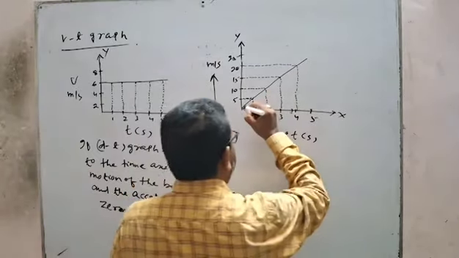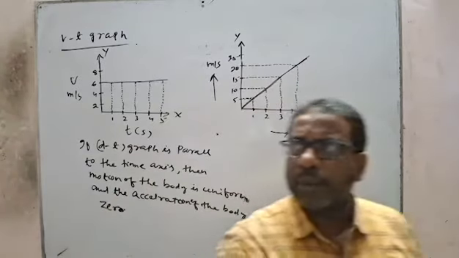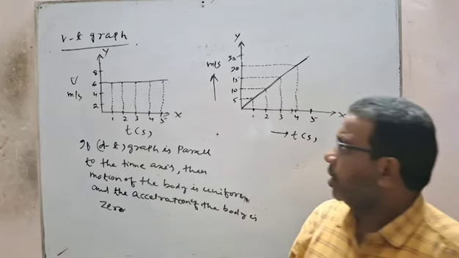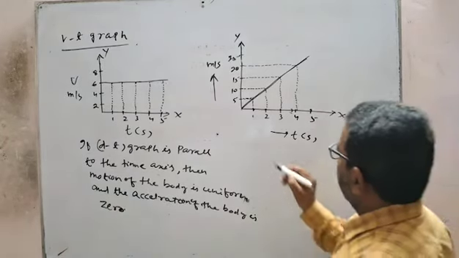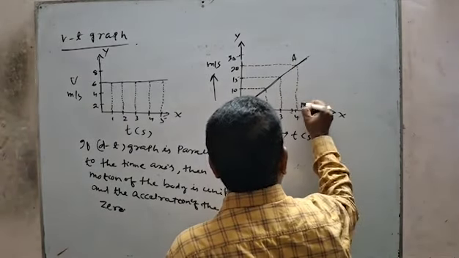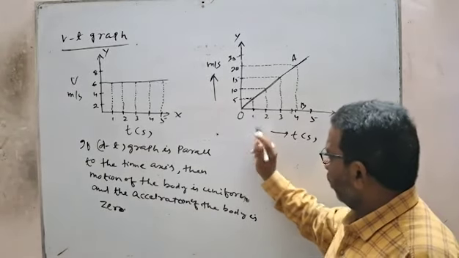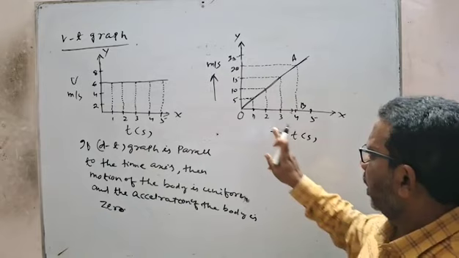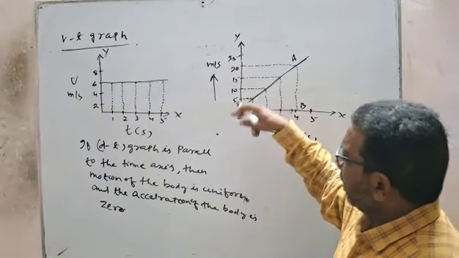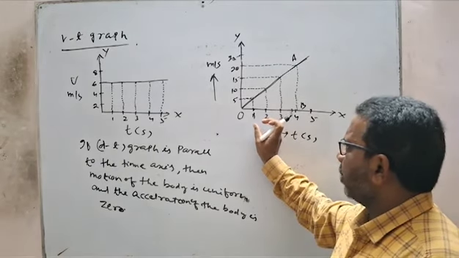Here the graph is a straight line inclined at an angle with the time axis. If we name it O, A and B, what do we know from this graph? The velocity of the body increases by equal amounts in equal intervals of time.